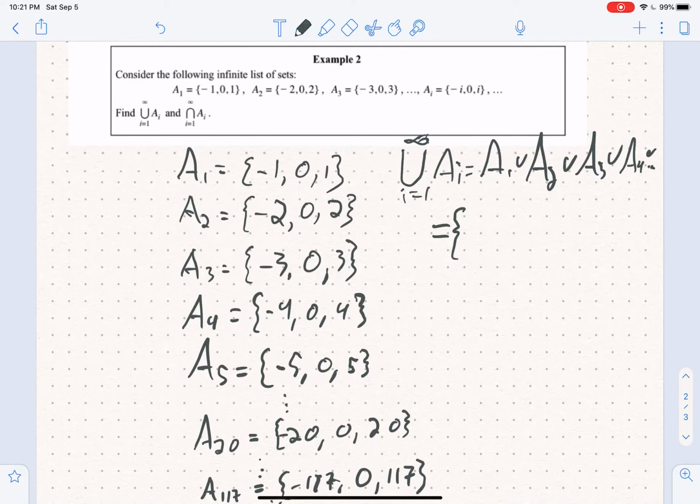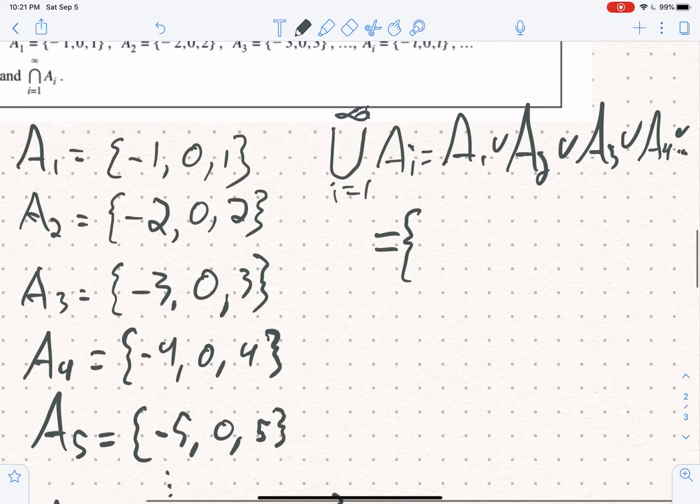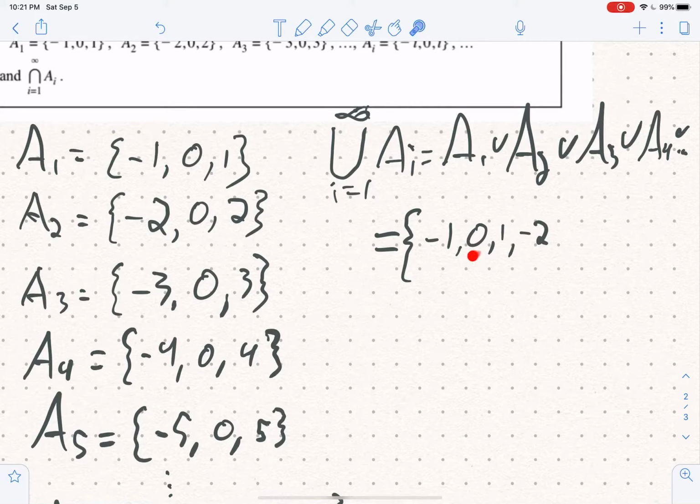So let's go ahead and start writing these. I'll blow it up so I have a little more room to work here. I'll write them like this: -1, 0, 1. And then we go to the next set and we put those things in, -2. 0 is here, but we've already got 0 in the set, and there's no need to put it in twice. Once you put it in once, it's okay, so I just put a 2. Then from the next set, A3, we're going to put in -3 and 3. And from the next set, the 0 is already in there, so we don't have to put it in again. And then we have -4 and 4 and so on.